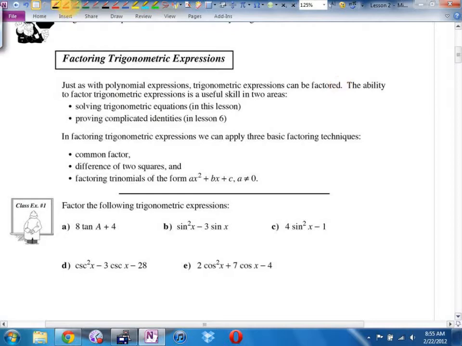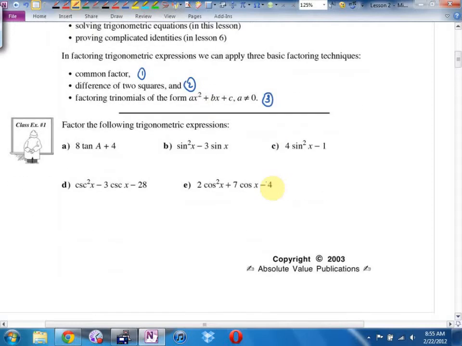Common factor, which I always check for first. Difference of squares, which I always check for next because it's pretty obvious: two terms with a minus sign. And then trinomials. It says factor the following expressions.